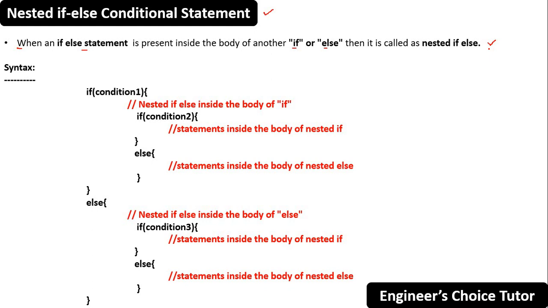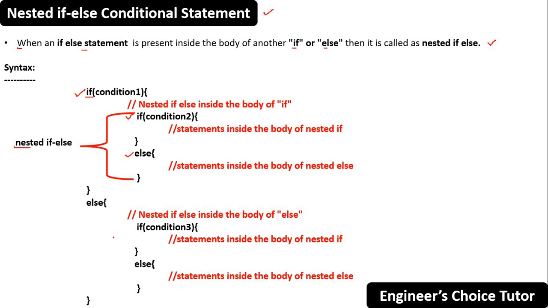Okay, fine. I have this syntax. Now see this if and else. This if and this else. It is present inside the body of this if. So this is what? This is a nested if-else, because it is present inside the body of if.